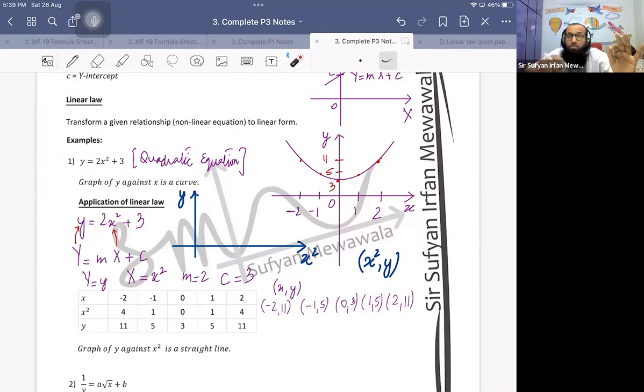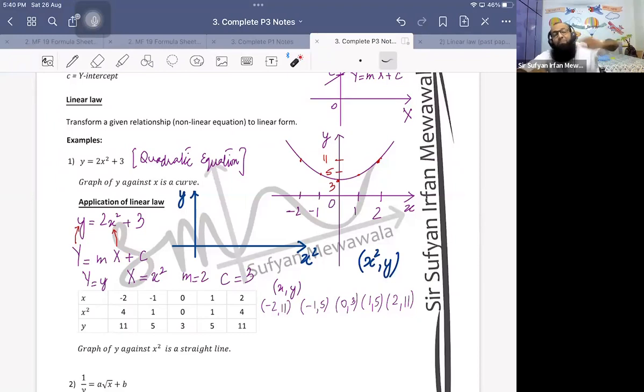Whatever is in place of x, we need to take it on the horizontal axis. Now, in place of x, I'm taking x square. In place of y, I'm taking y. So I've actually changed the axis. The concept of linear law tells us not to keep the axis fixed. Do not take x and y only on the axis. Rather, change the axis. Change the variables. Change the variable that you're taking on the axis. So we are taking x square and y.